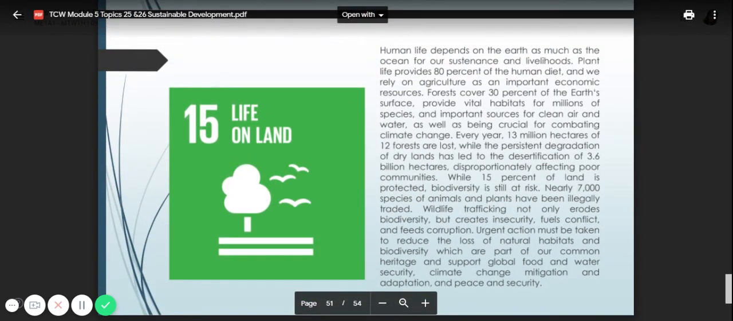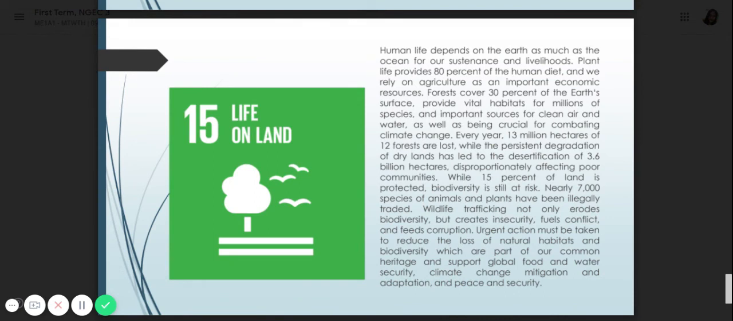Number 15, life on land. Human life depends on the earth as much as the ocean for our sustenance and livelihoods. Plant life provides 80% of the human diet, and we rely on agriculture as an important economic resource. So that means we also need to take part in life on land. We need to plant, and also provide food, of course, on land. We will have food, vegetables, and other things.